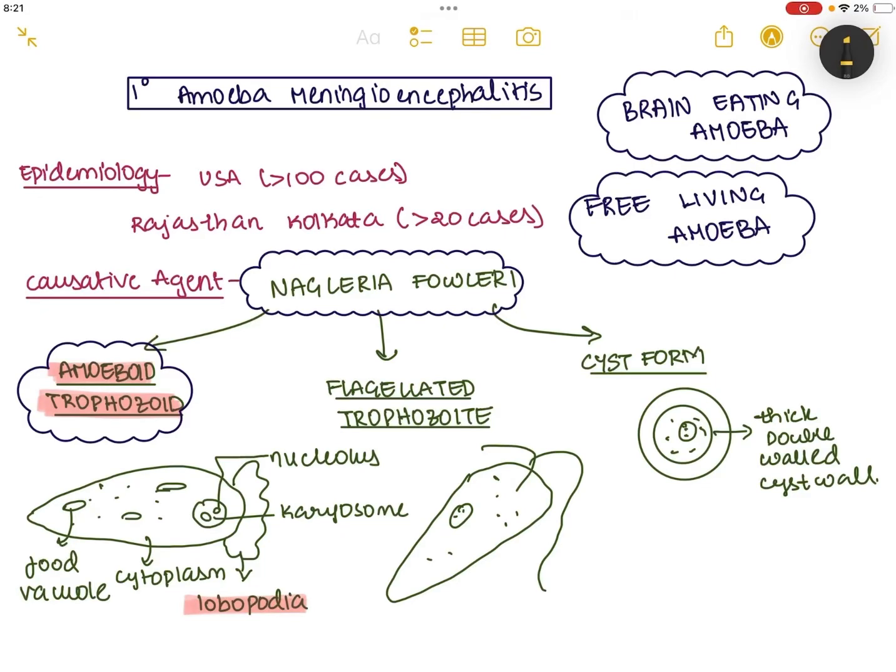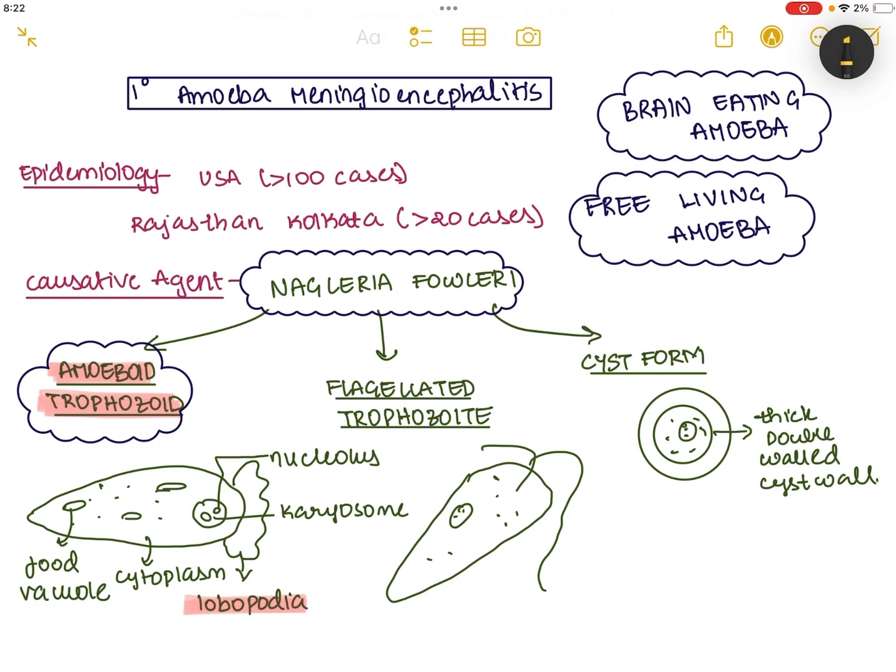So here we'll talk about primary amoebic meningoencephalitis. It is caused by Naegleria fowleri, which is a free-living amoeba, the so-called brain-eating amoeba. So epidemiology: it is rarely seen, but it is most commonly seen in the USA, greater than 100 cases per year, and in Rajasthan and Kolkata, greater than 20 cases.